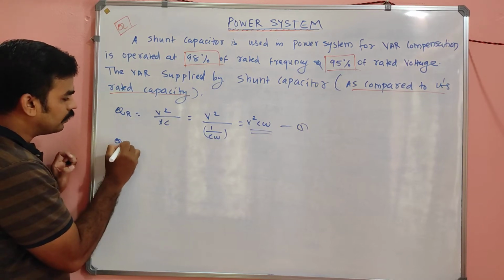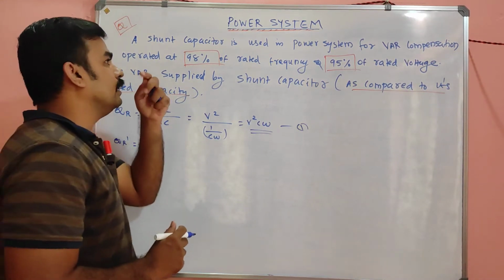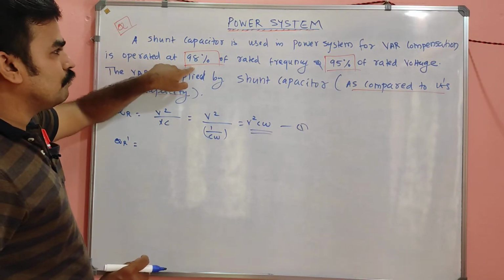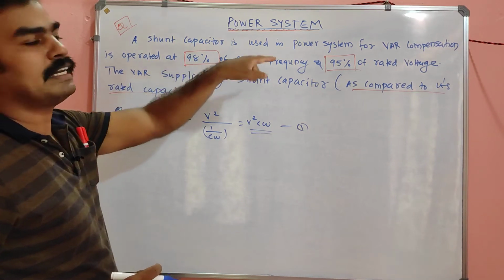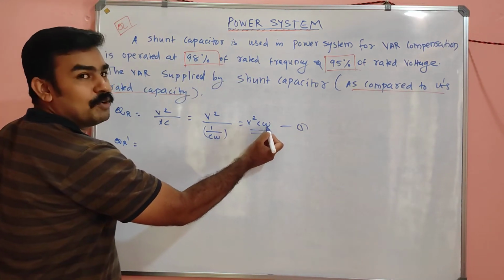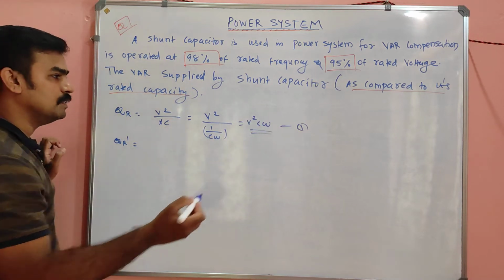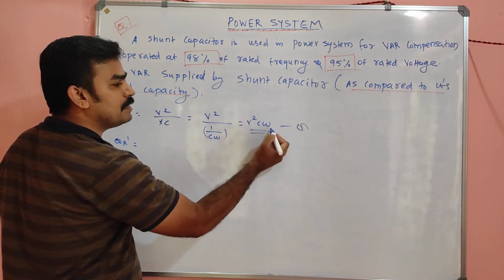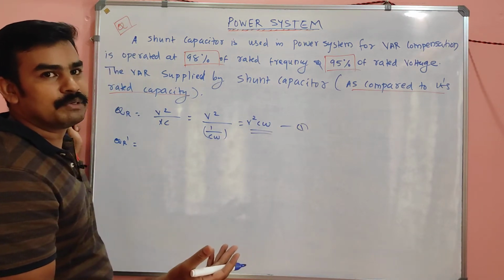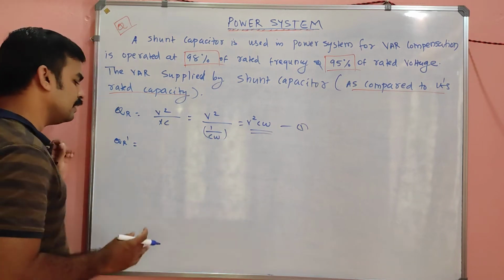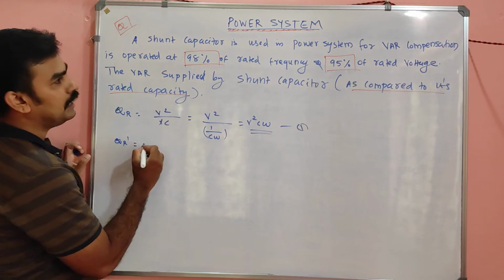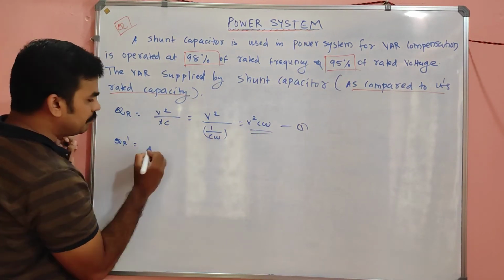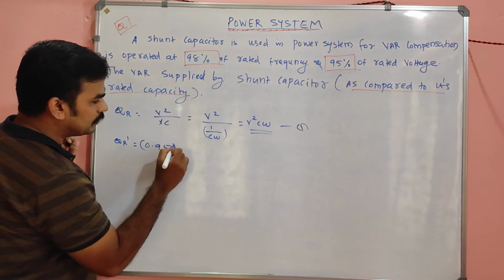Now you change it to QR dash. QR dash you have to find. It is not operated at full frequency. It is operating at 98% of the rated frequency. C is the capacitance and omega is equal to 2 pi f, in radian per second, right? V square into C into omega, where C is the capacitance and omega is the angular velocity. So QR dash will be equal to C and 95% of the rated voltage, my dear. So the voltage term will be changed like 0.95, right?